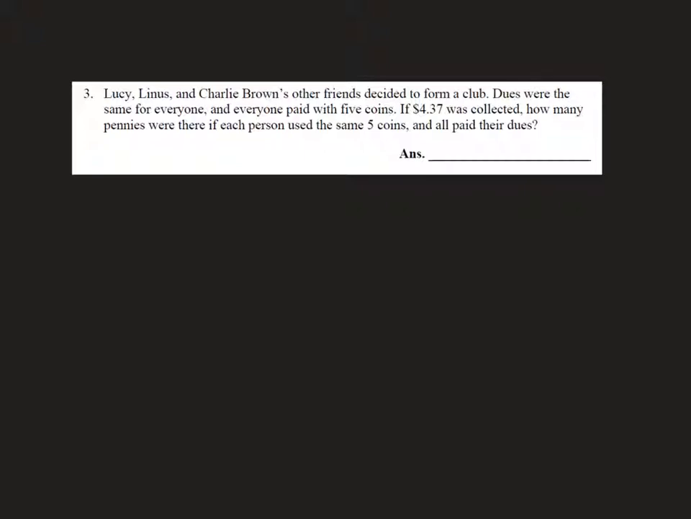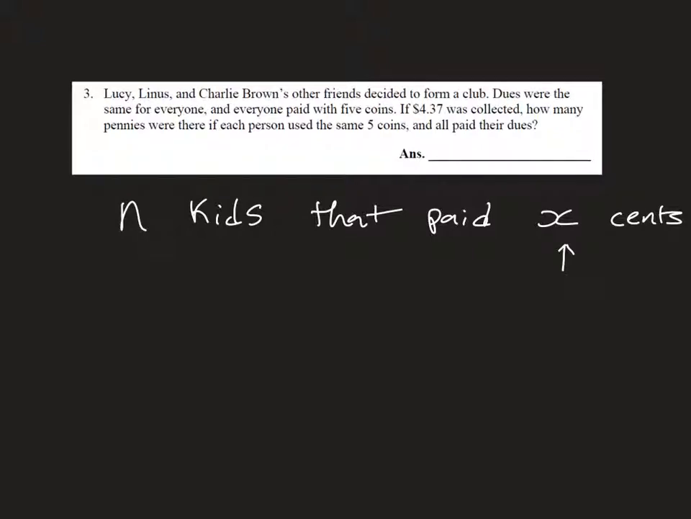So, let's call the number of kids n. And they all paid X cents. So we know, since they're using 5 coins, X is an integer. And since this is Charlie Brown and not a Stephen King novel, we can assume n is a whole number.